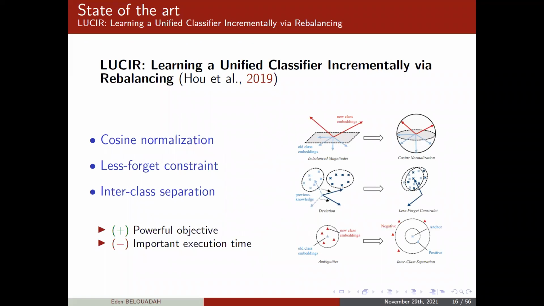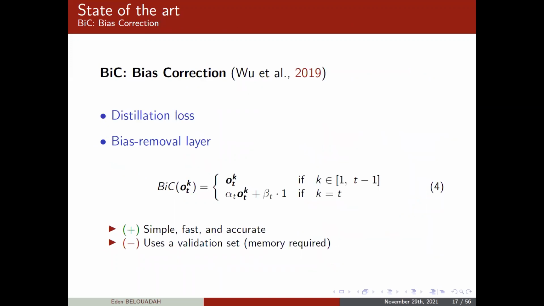The third method is called LUCIR, and it combines three main components. The first one is cosine normalization to balance the magnitudes between past and new classes. The second is less forget constraint, and it's an adaptation of distillation to work on feature vectors instead of classification scores. And the third is interclass separation to better separate the past and new classes. So LUCIR combines a powerful objective. However, it requires important execution time compared to the other methods from the state of the art.